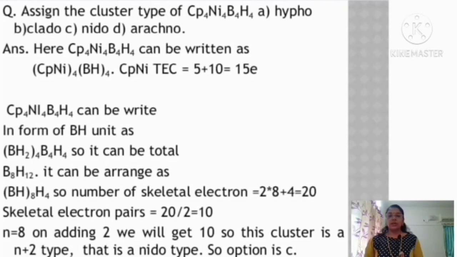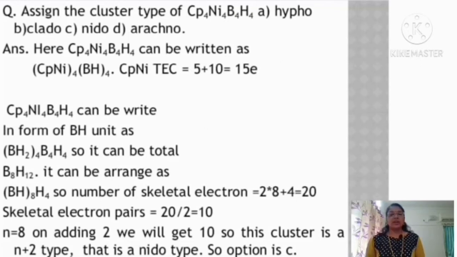So (BH) whole 8 means 8 into 2 plus 4, so 16 plus 4 will be equal to 20. That is the number of skeletal electrons. After getting the number of skeletal electrons, we have to find the pairs by dividing by 2. So 20 divided by 2 will be equal to 10. Here the total number of boron atoms is 8. On adding 2 only we are getting the skeletal electron pair, that is 10. So it is of the n plus 2 type.